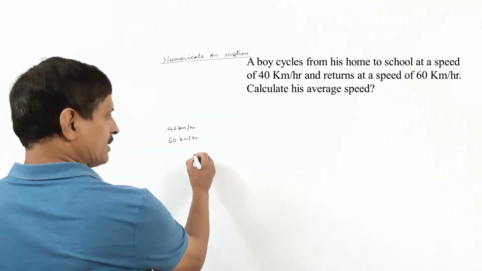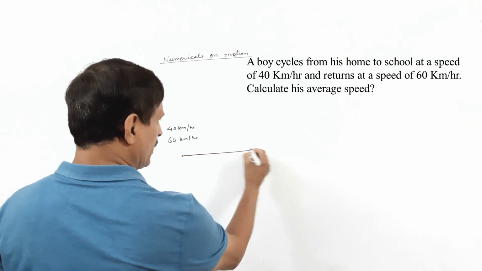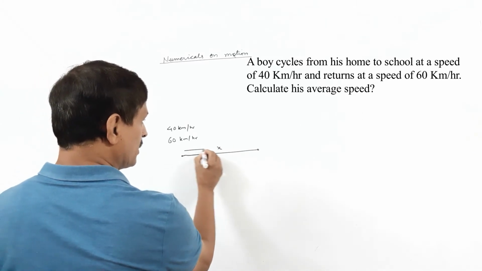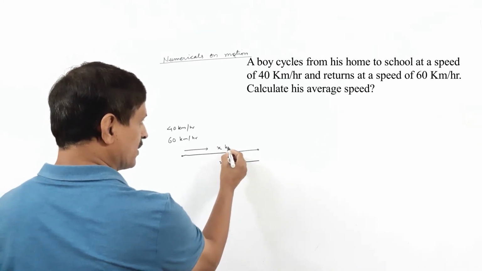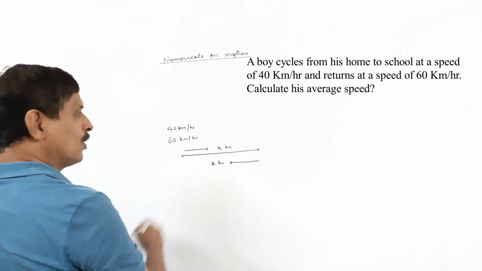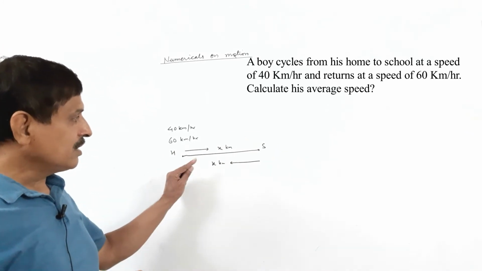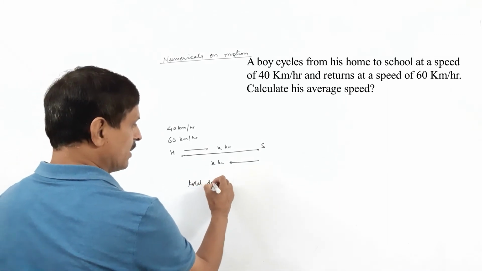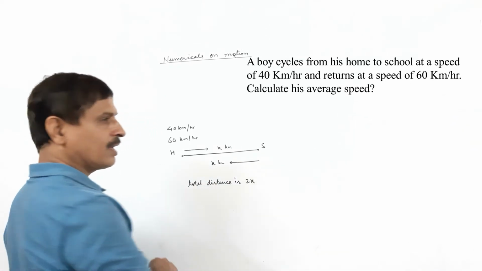Let the distance between his home and school be x. So going at 40 km per hour to school and coming back x kilometers again to his home, the total distance travelled is 2x. Therefore total distance is twice of x.